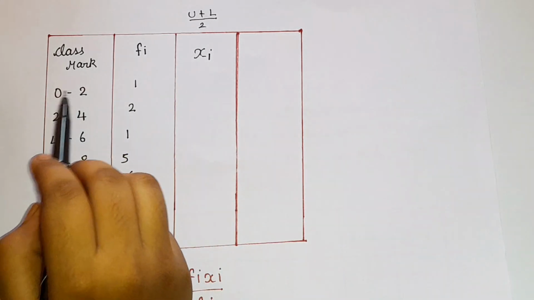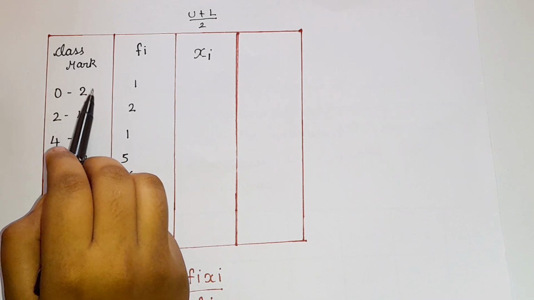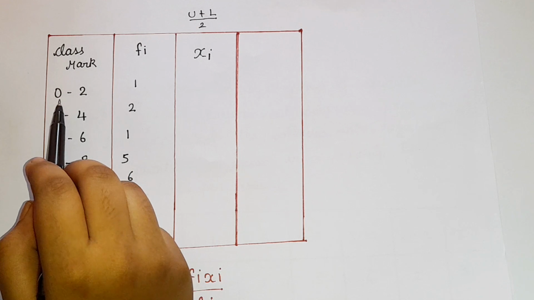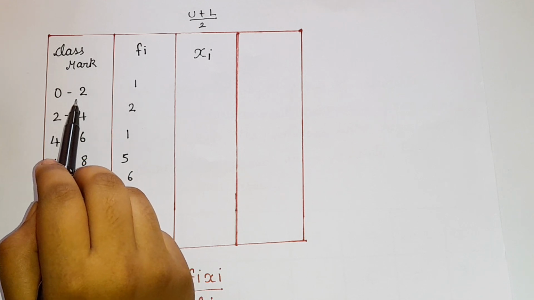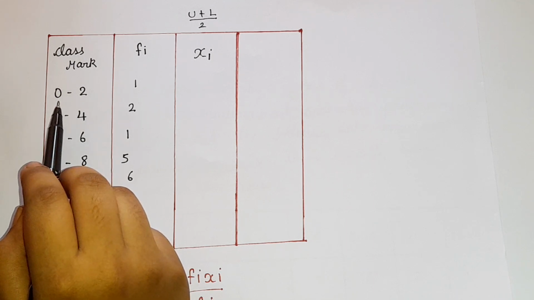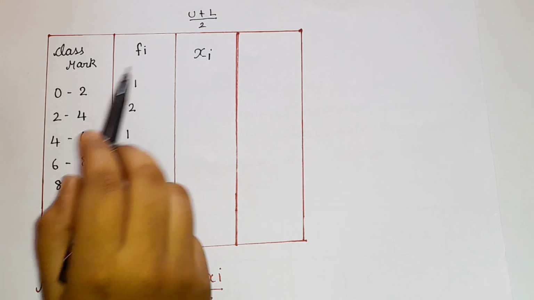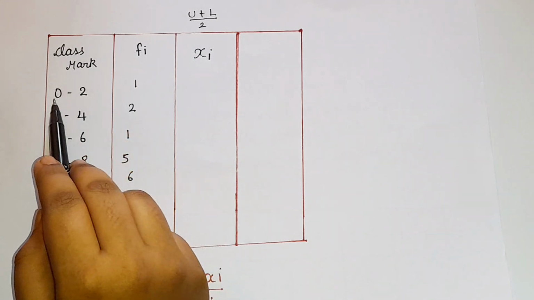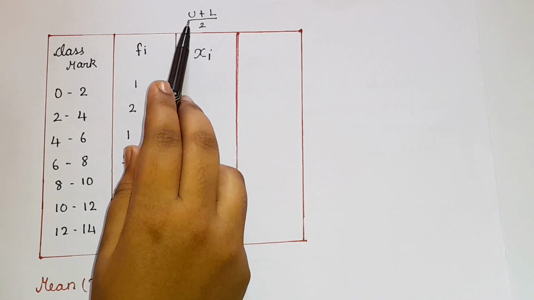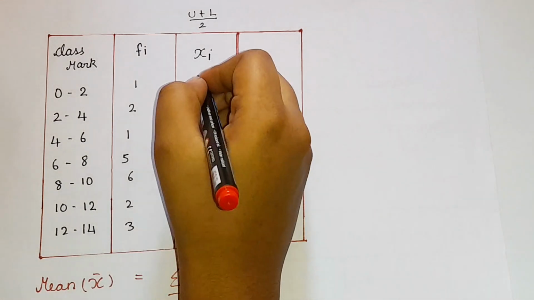When you look at the class mark, let us take the first one, that is 0 to 2. What is the upper limit? The upper limit is 2, isn't it? And the lower limit is 0. How can I say upper limit is 2 and lower limit is 0? Just take it as greatest number and smaller number. 2 is the greatest number and 0 is the smallest number. Here we are supposed to add them. So 2 plus 0 is 2, isn't it? And then we are supposed to divide it by 2. So 2 divided by 2, what is the answer guys? The answer is 1.